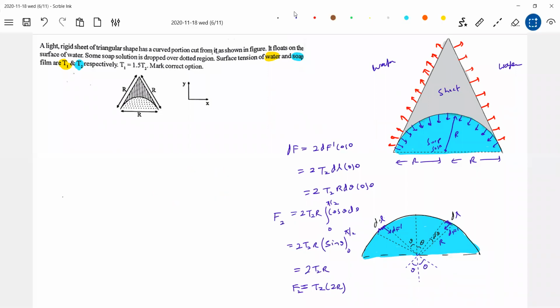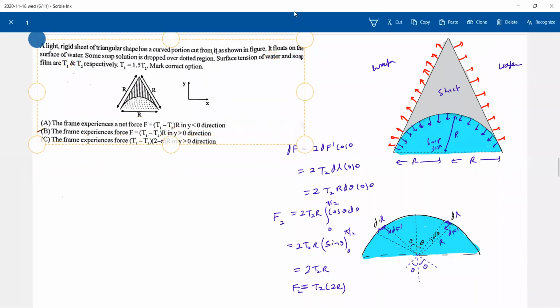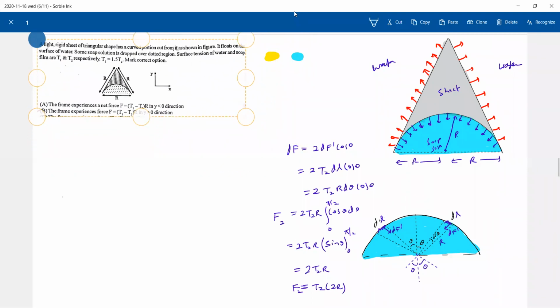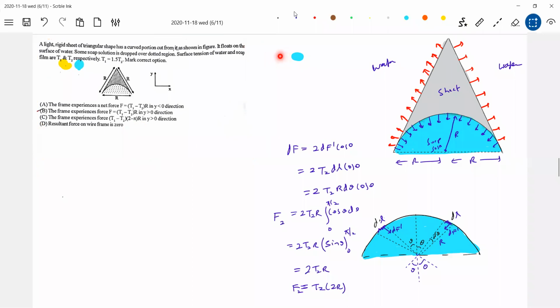Okay, now let's get into it one by one. So this is a sheet. What are the forces that are acting? So let me bring only the sheet.